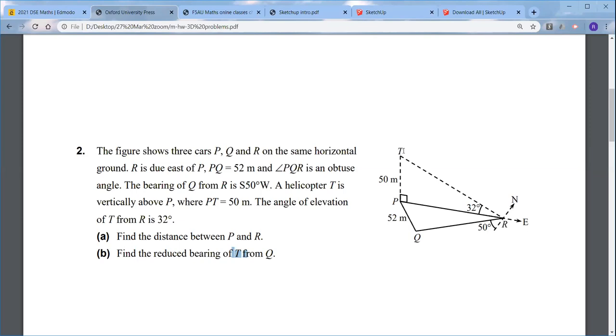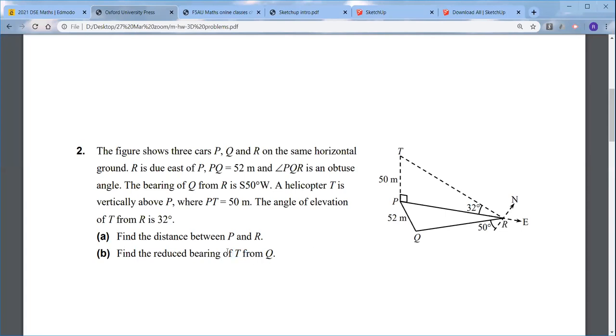Now the thing is simple. For an elevated point, if the point is above the ground, we cannot get the bearing directly. For all the elevated points, like point T, when you want to talk about the bearing, we always refer to the ground level. So the bearing of T from Q, in fact, is a fancy way of saying the bearing of P from Q. P is the ground point. We use the ground projection to measure the bearing.